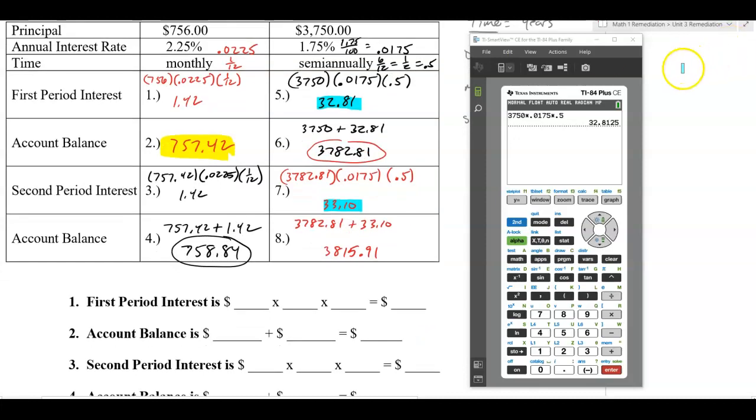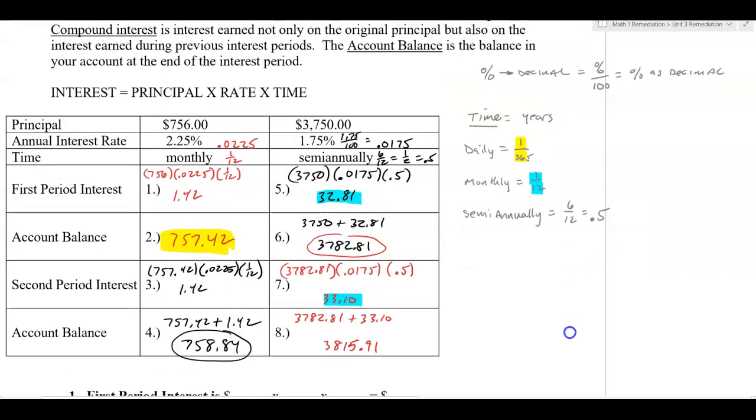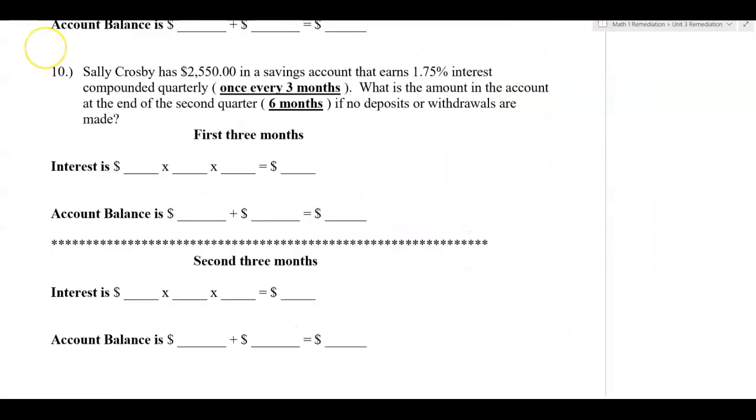Okay, so let's take a look at a few more examples here. I'm going to jump to number 10 real quick because it's a little different. Then I'm going to have you guys try number 9 and then just go ahead and check your answer. Okay, so number 10.